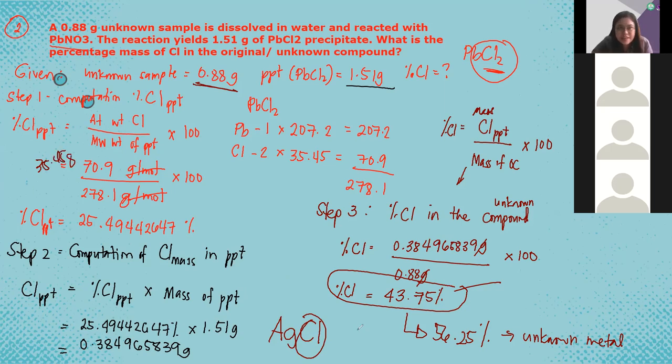Pero sa example na ito, since the precipitate is lead chloride, you have 2 chlorides here. So, i-times 2 mo din ito. Kaya naging 70.9. Kasi ang hinahanap naman natin dito is the percent chloride in the precipitate. So, dalawang chloride yun. So, kaya dapat i-account din natin lahat. Hindi lang isa. Okay? Question so far?